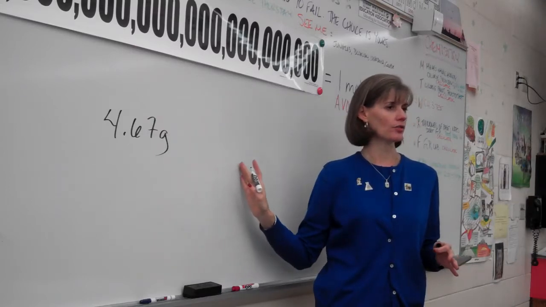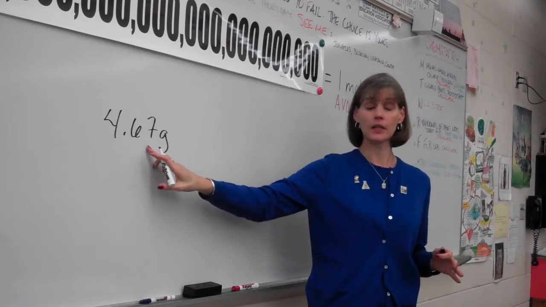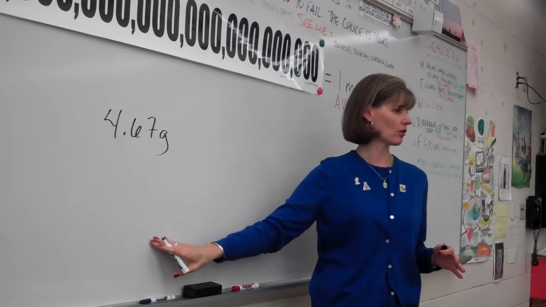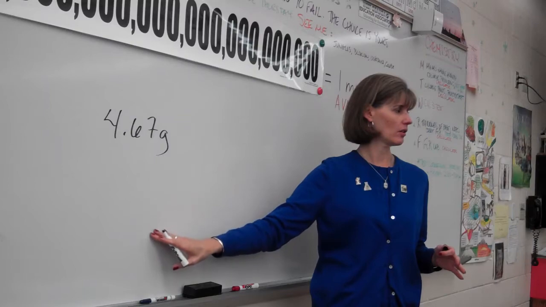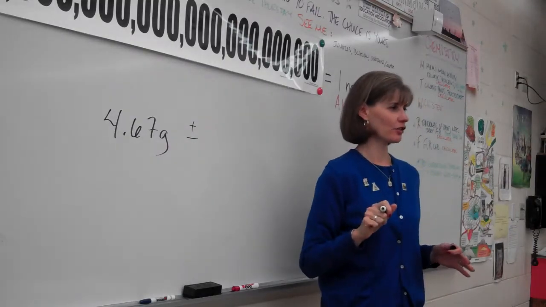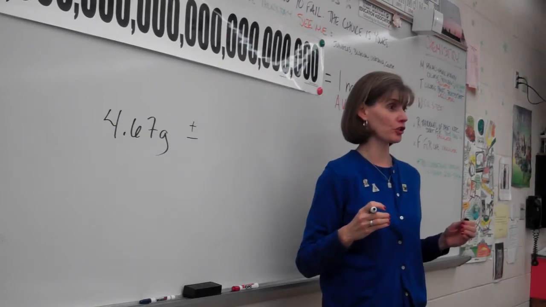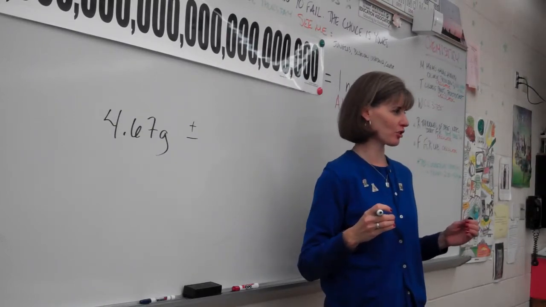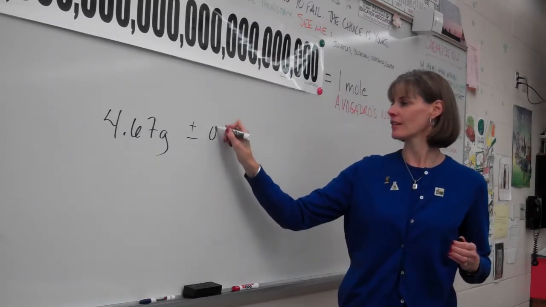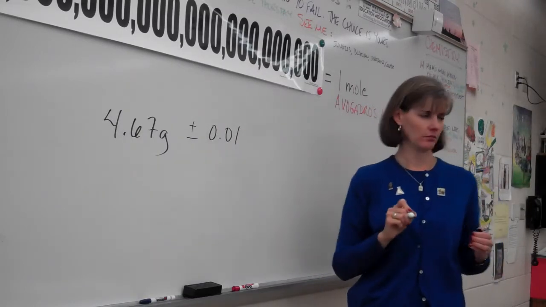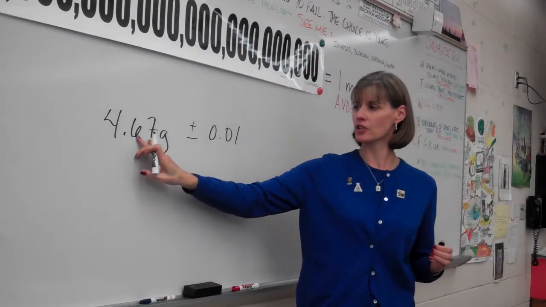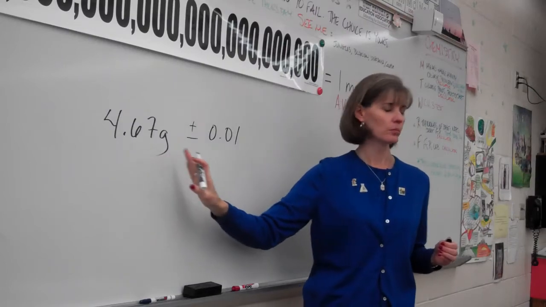Oh, our estimated digit? Well, this is our estimated digit, the 7. What else do we tack on there? Plus or minus, yeah. Plus or minus. That's the uncertainty, 0.01. So whatever place our estimated digit is in, plus or minus.